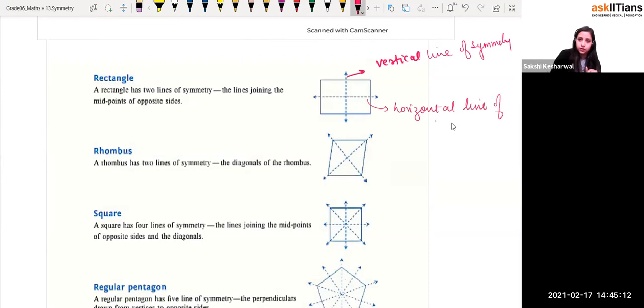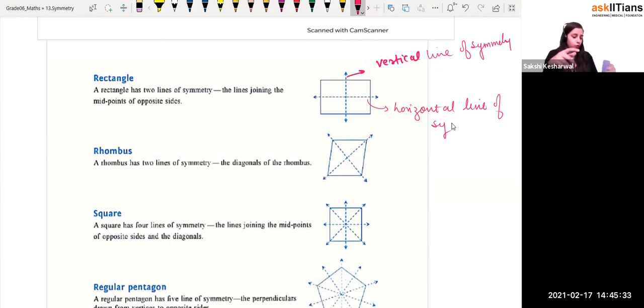Line of symmetry, right? So let us suppose I have a rectangle. If I join this diagonally, it's not going to be overlapping each other, right? You can see this, right? It's not overlapping. So a rectangle has only these two, this one and this other, right?